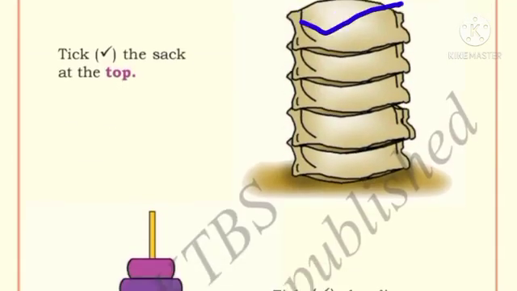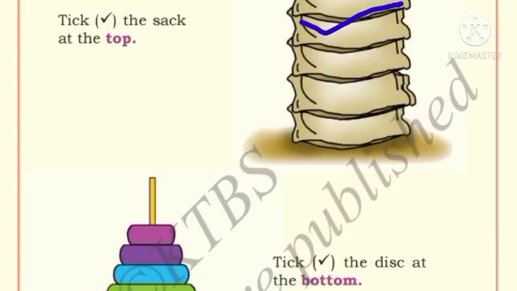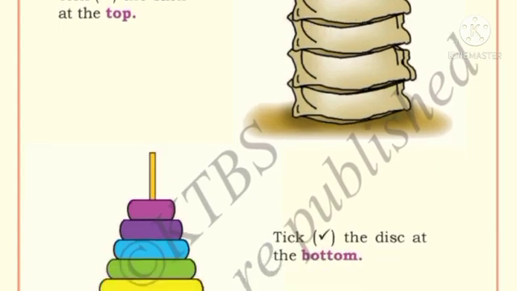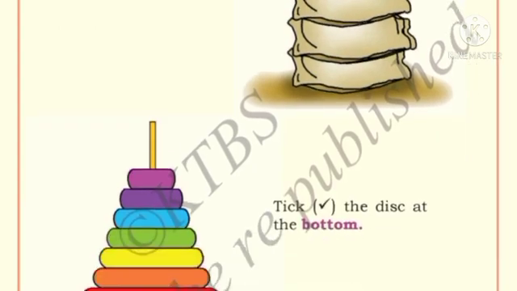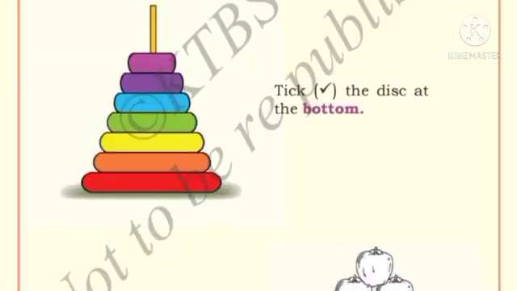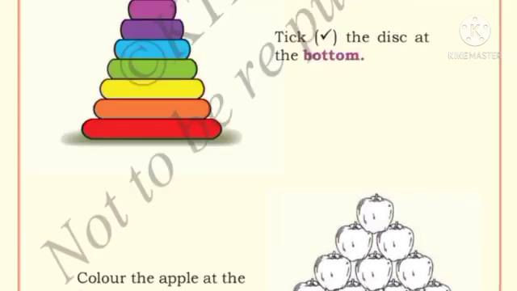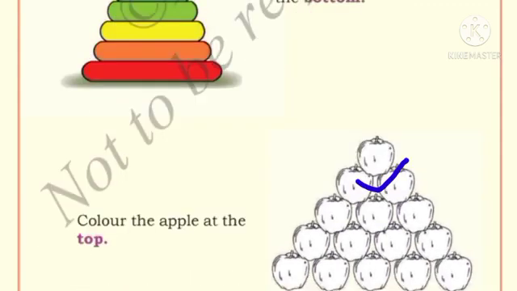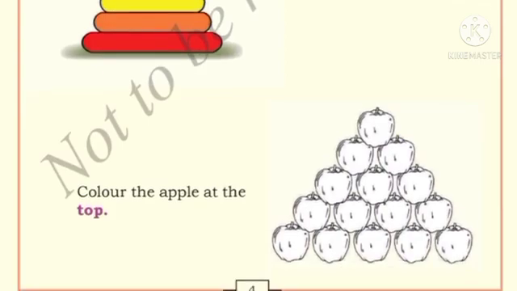Next, tick the sack at the top. Here many sacks are there in which you have to tick the sack at the top. Here, tick the disc at the bottom, the downside you have to tick. See here children, you have to color these apples, and you have to color the apple at the top. You have to color only the apple which is at the top. That means you have to color this apple.